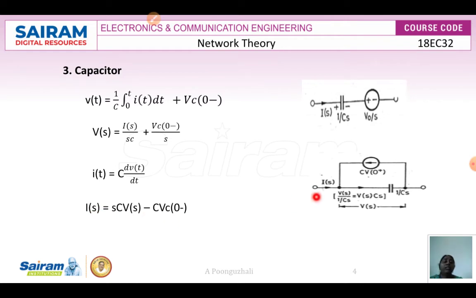So I can write the sum of incoming current is I of s. Your outgoing currents are going to be, one is the capacitance current, that is your Vc of s, that is V of s by 1 by Cs, and next is the capacitance. Here the voltage is going to be C into Vc of 0 minus or C into Vc of 0 plus, because the voltage across the capacitance cannot change instantaneously. We can write V of 0 plus or V of 0 minus.